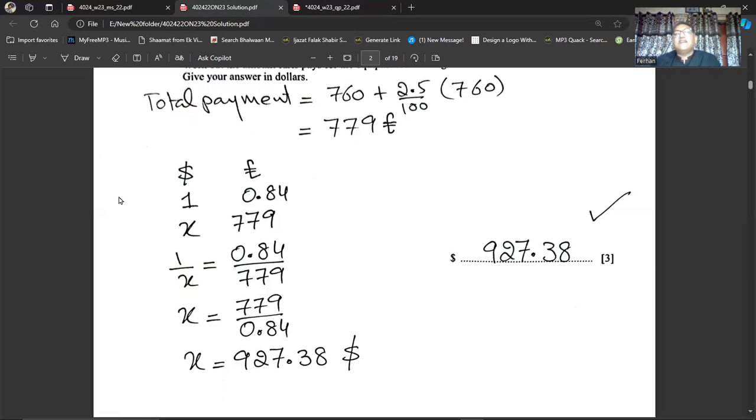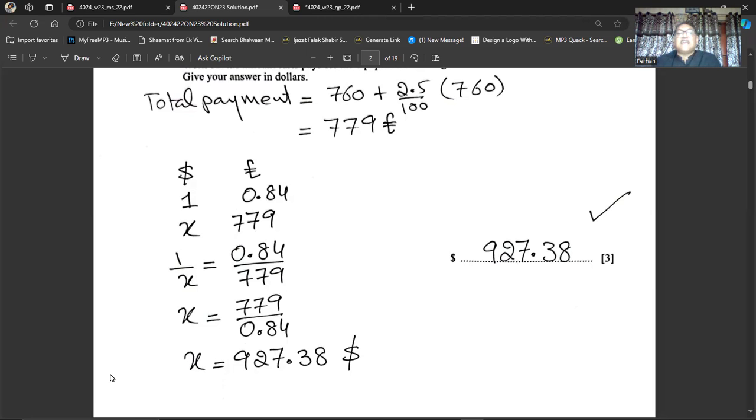So then we have to convert this amount into dollars, between dollar and euro. I'm going to use the method of proportion. So $1 is 0.84 euros. So 779 euros, how many dollars? So 1 by x is equal to 0.84 divided by 779. Just cross multiply and make x the subject of the formula. So x will be equal to 779 divided by 0.84.